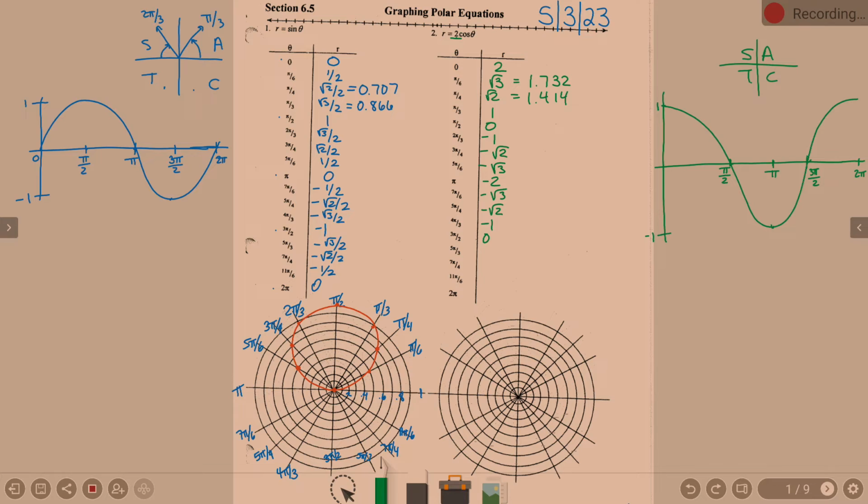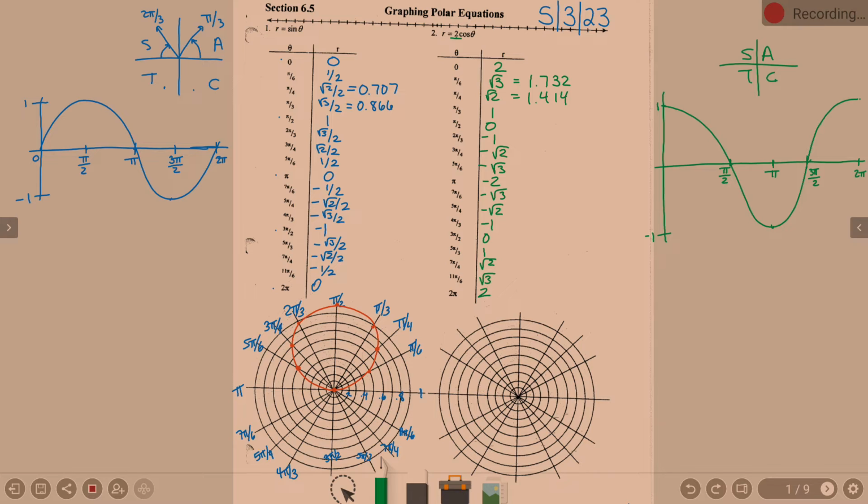Yay. What about the next quadrant? Now we're in quadrant 4, so we're positive. What about the 5 pi over 3? 1. It's going to match up with the pi over 3 angles, right? So we're positive 1. 7 pi over 4? Square root of 2. 11 pi over 6? Square root of 3. 2 pi? Cosine of 2 pi is 1 times 2 is 2. Okay? There are going to be patterns when you're just multiplying by something. Adding, subtracting, different story.